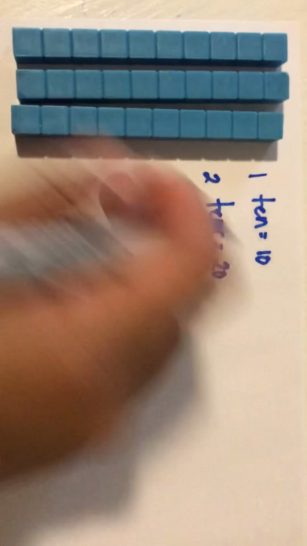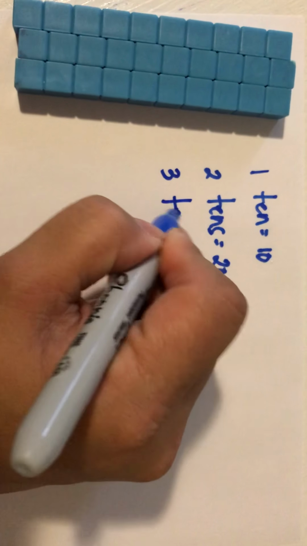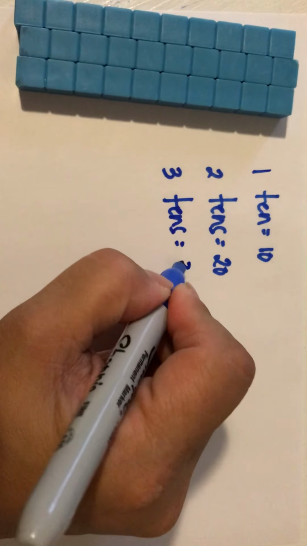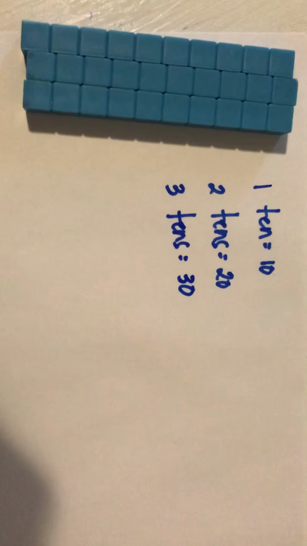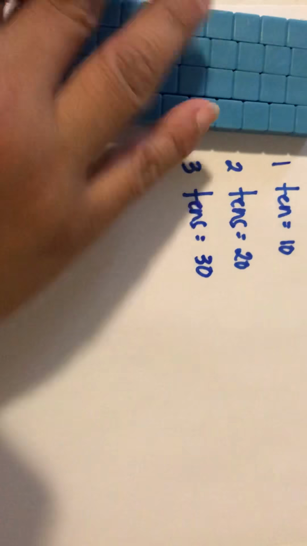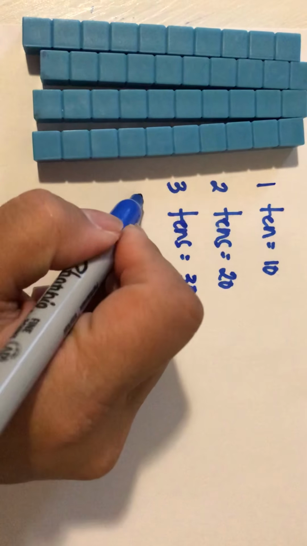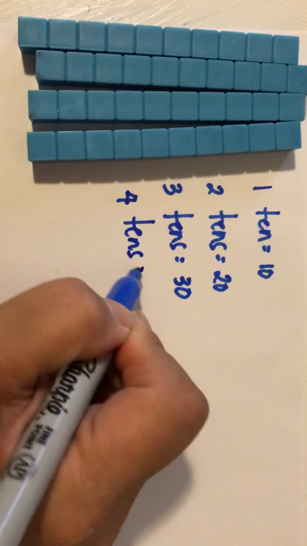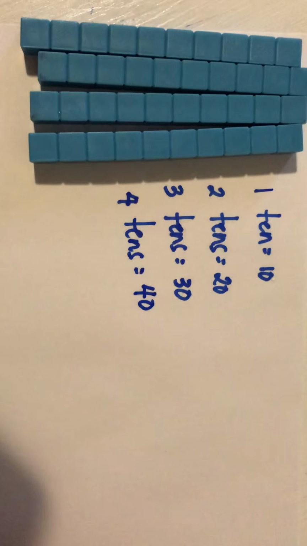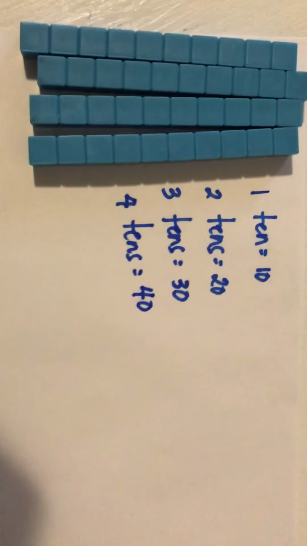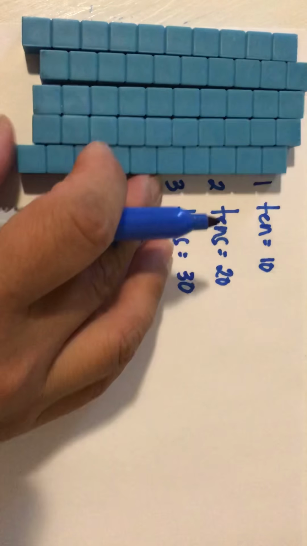Now if I have three tens, that would be equal to 30. How about if I have four of these longs? 1, 2, 3, 4. That's four tens, and that is equivalent to 40. Correct?